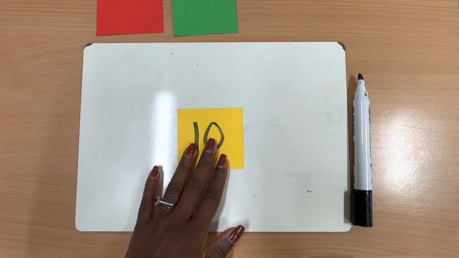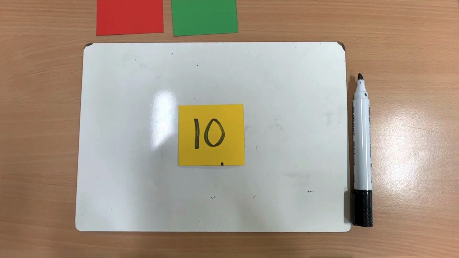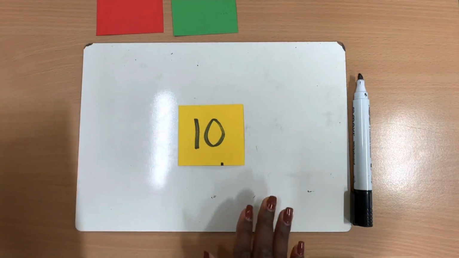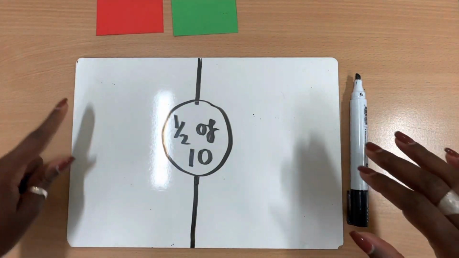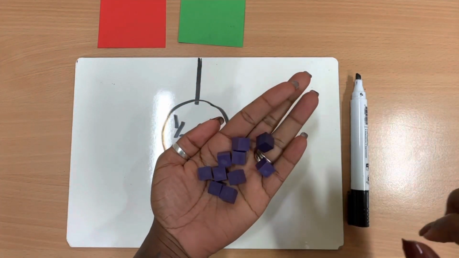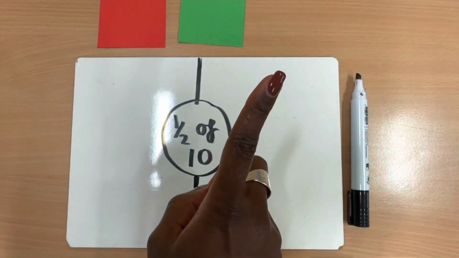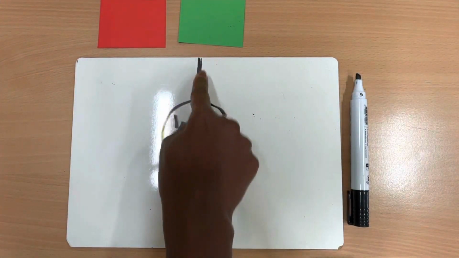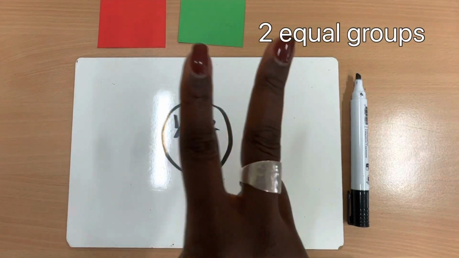Now I know that some of you can easily find half of 10 just using your mental strategies, but I know that some of you, when it comes to fractions, will need to use some of our concrete resources. So we need to use some ones for us to figure out what half of 10 is. So first thing to remember, when we're looking at half, how many groups are we dividing into? We are dividing or sharing the amount into two equal groups.